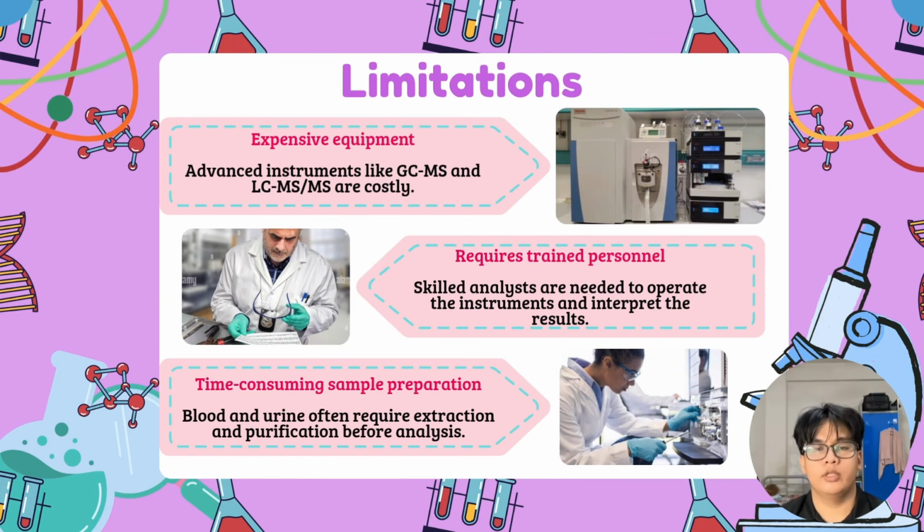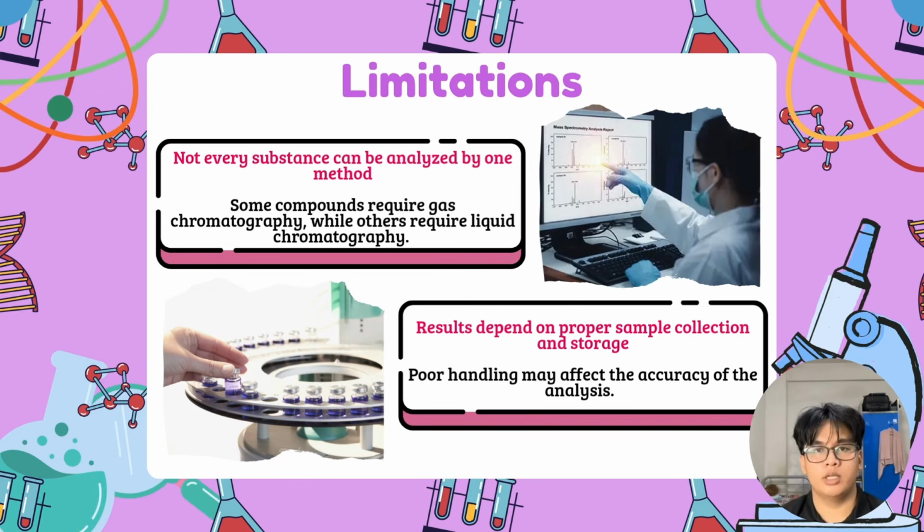Chromatography in forensic science also requires time-consuming sample preparation, in which blood and urine often require extraction and purification before analysis. Also, not every substance can be analyzed by one method. Some compounds require gas chromatography, while others require liquid chromatography. Last but not least, the results depend on proper sample collection and storage, in which poor handling may affect the accuracy of the analysis.